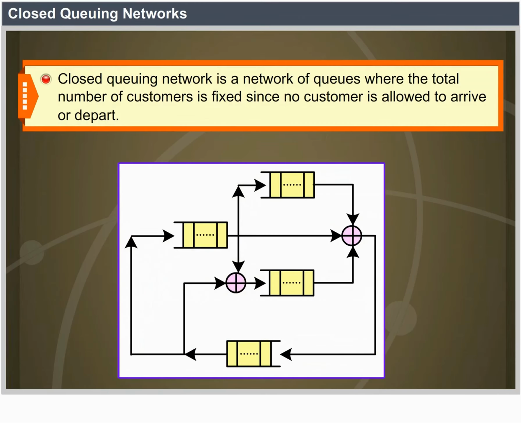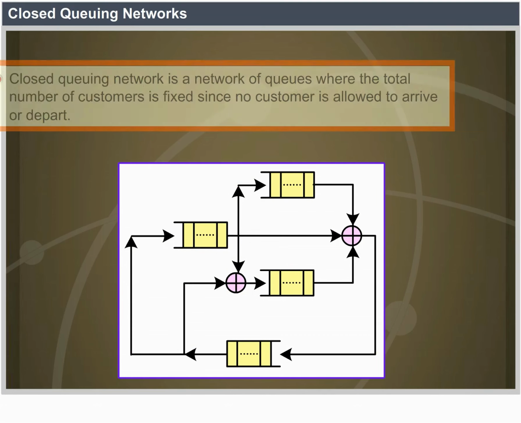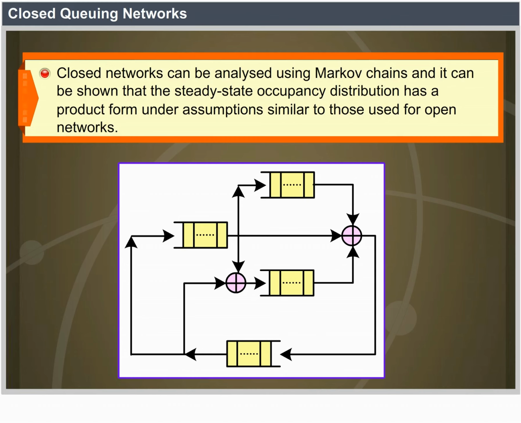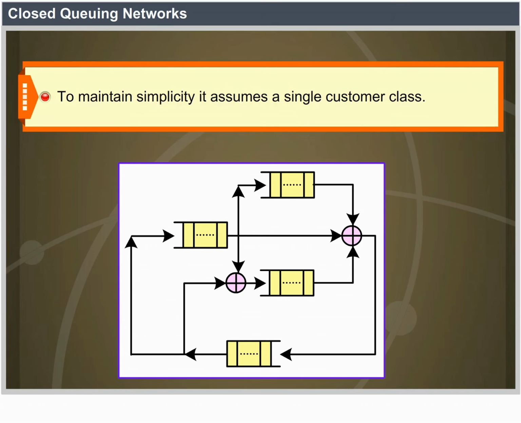A closed queuing network is a network of queues where the total number of customers is fixed because no customers are allowed to arrive or depart. Closed networks can be analyzed using Markov chains, and it can be shown that the steady-state occupancy distribution has a product form under assumptions similar to those used for open networks. For simplicity, assume a single customer class.